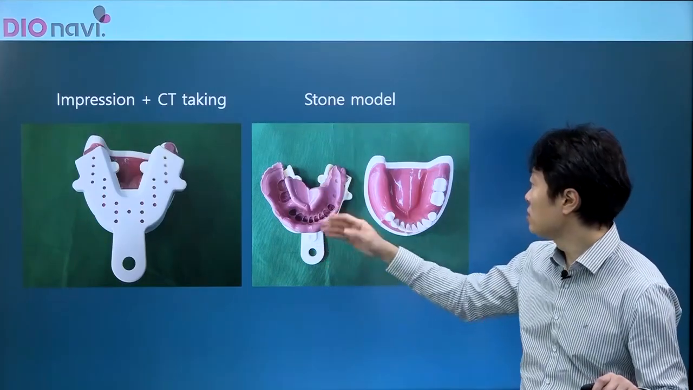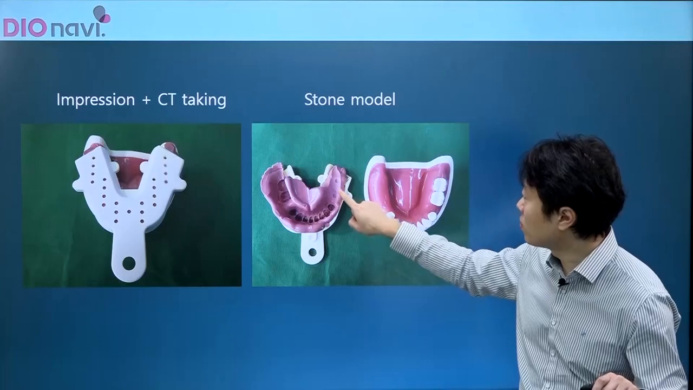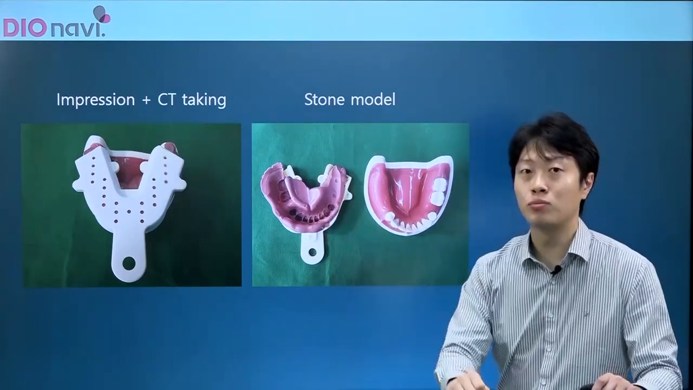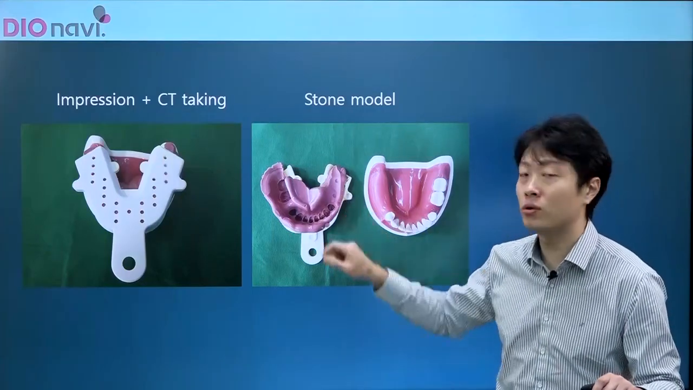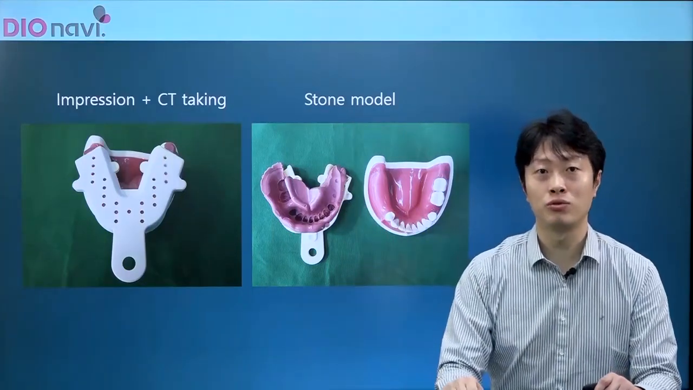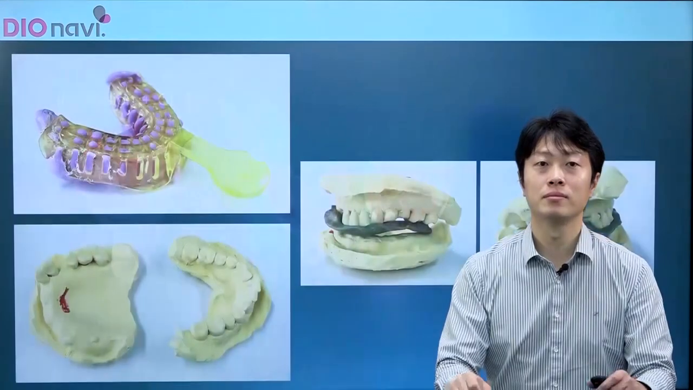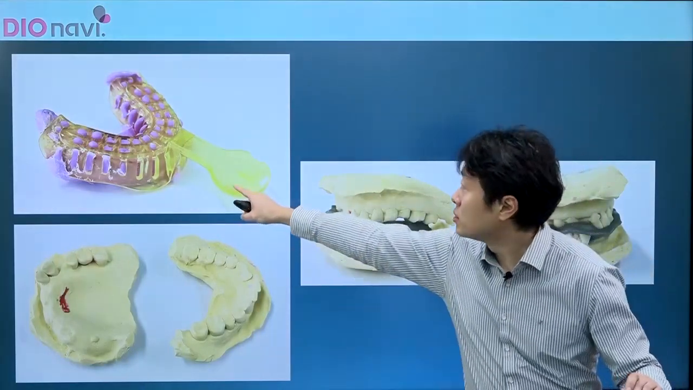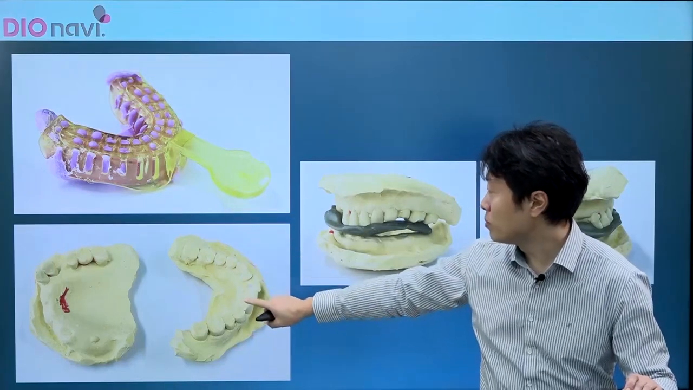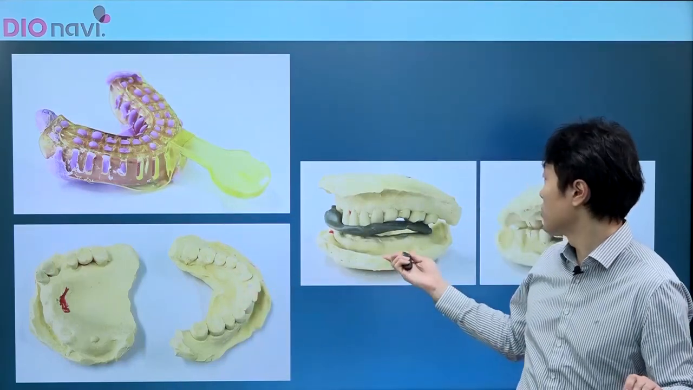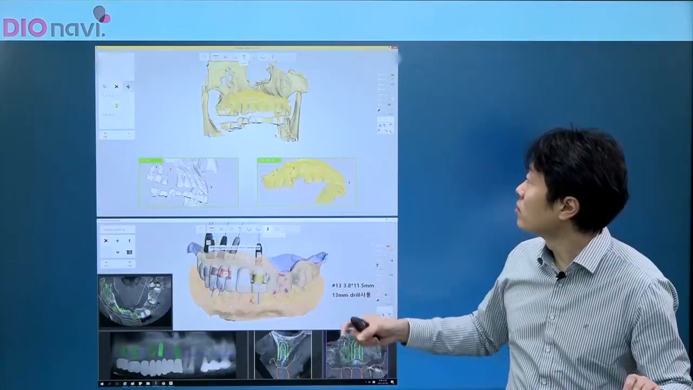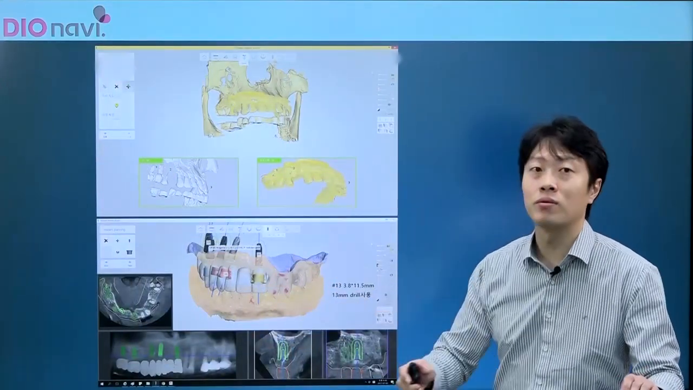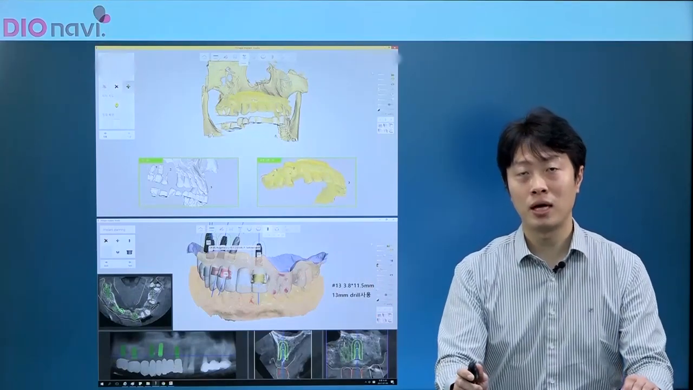When you remove the impression material, you'll see here that the resin marker has accurately been registered. Pour the stone model here, and you will get a stone model with the resin marker attached. You can send the impression material to the center, which will be made into a stone model. At the center, the stone model is scanned, and surgical guides are produced through the process mentioned earlier.